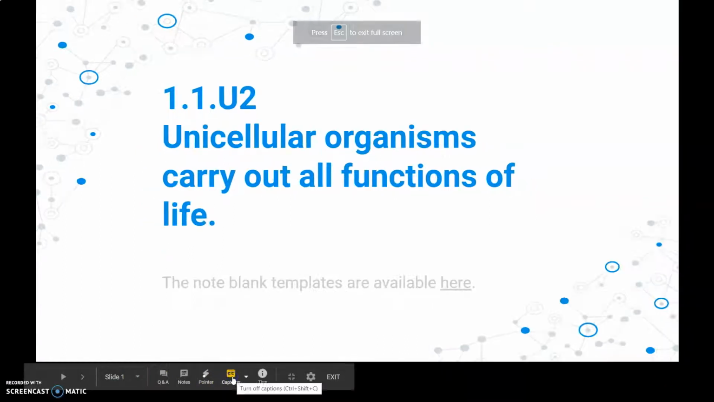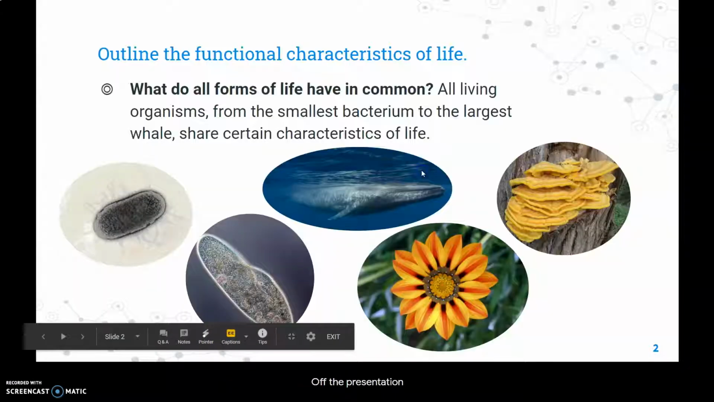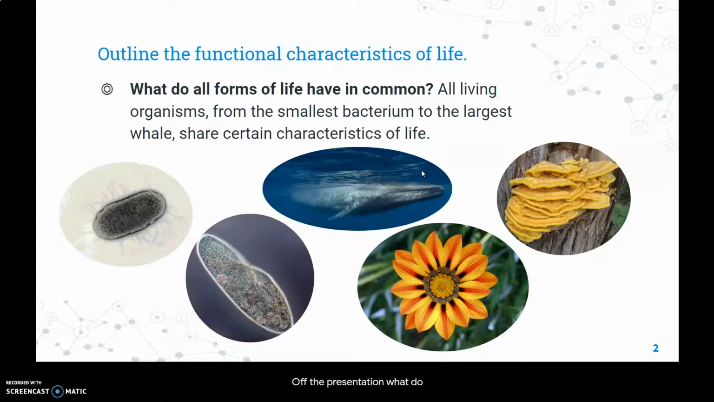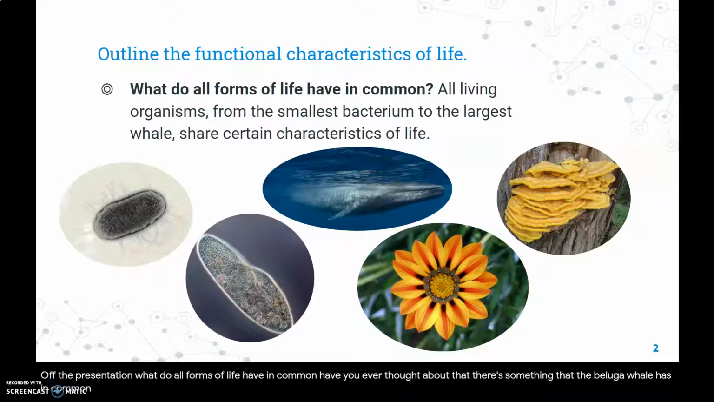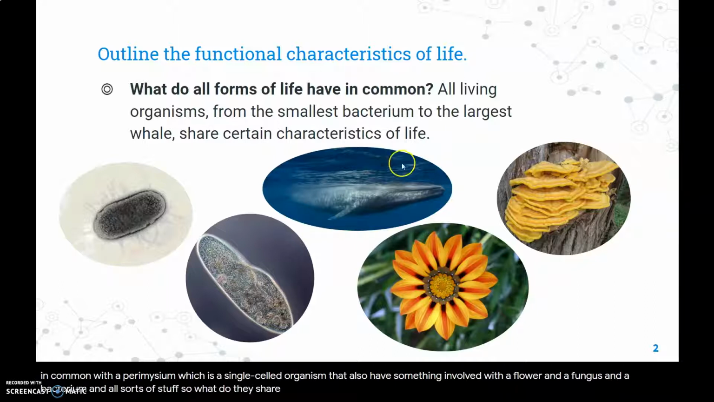So starting off the presentation, what do all forms of life have in common? Have you ever thought about that? There's something that the beluga whale has in common with the paramecium, which is a single-celled organism, that also has something involved with a flower and a fungus and a bacterium and all sorts of stuff. So what do they share? We're going to outline the functional characteristics of life.